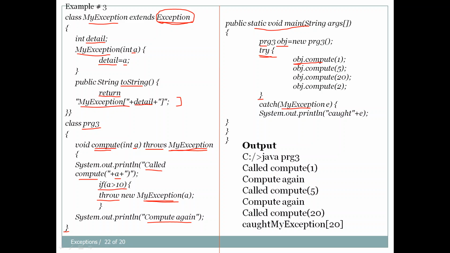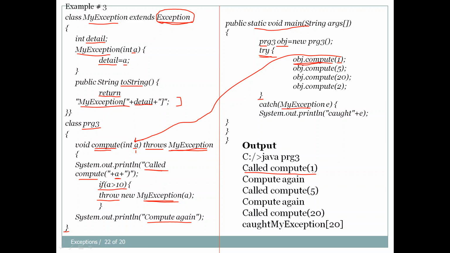So when we call obj.compute by passing value 1, from this point it will go to the definition of compute. The value 1 will be stored in a, so a is equal to 1 for the first time. Then it will print called compute and in brackets the value of a, that is 1. Look at the output at the end: the first output is called compute 1.